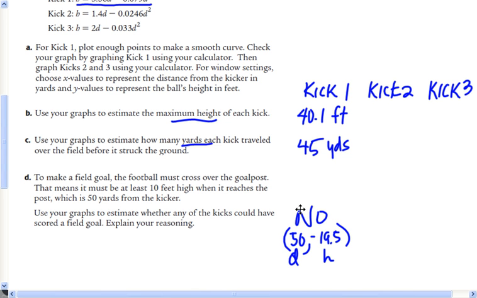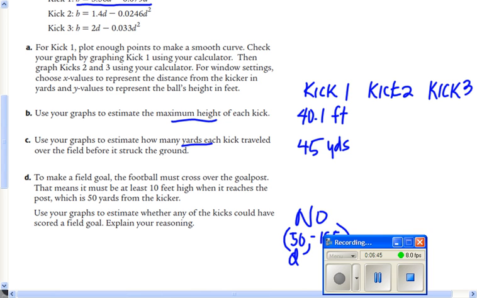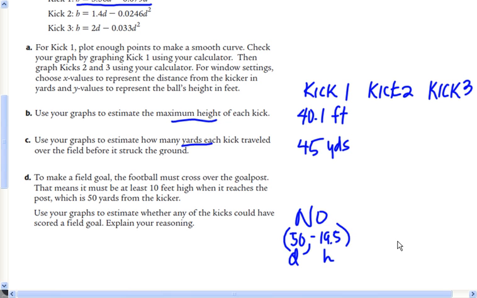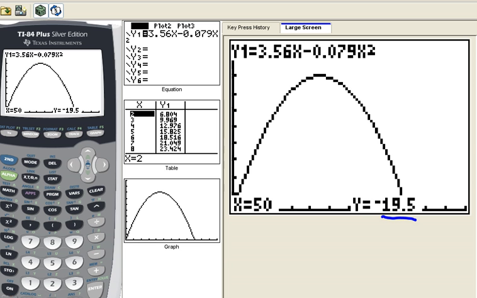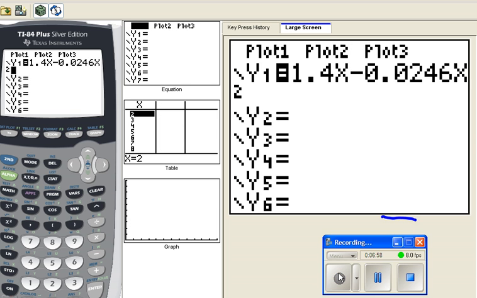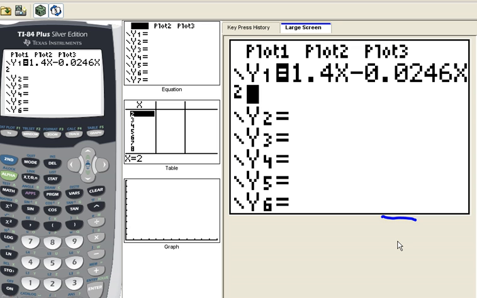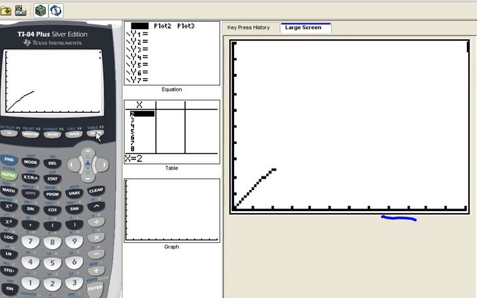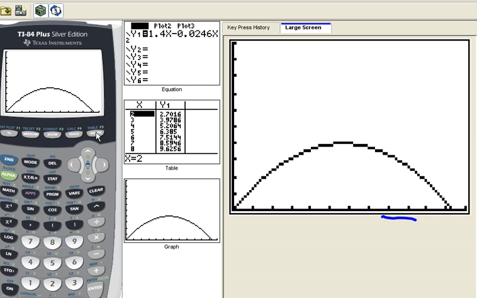All right, let's go ahead and do kick 2. And so we're going to put a different equation into our calculator. And you can go ahead and do this and get these answers ahead of time and just check back with your answers if you want. All right, so I got my second equation in here, and I'm going to press graph. And this one doesn't go up so high, but it seems to go a little farther.